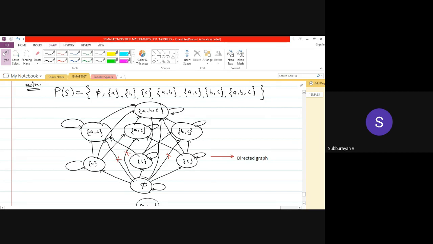Then A is a subset of AB and A is a subset of AC. So there is a line from A to AB and from A to AC. Similarly, A is a subset of ABC, so there is a line from A to ABC. In this way, we have drawn the directed graph.